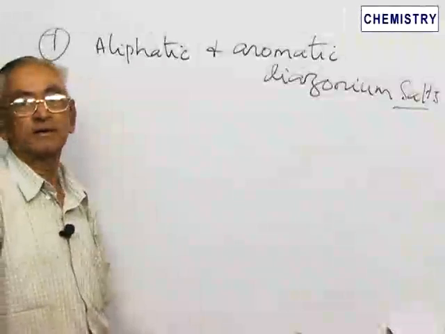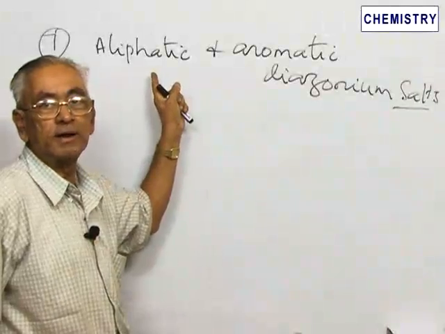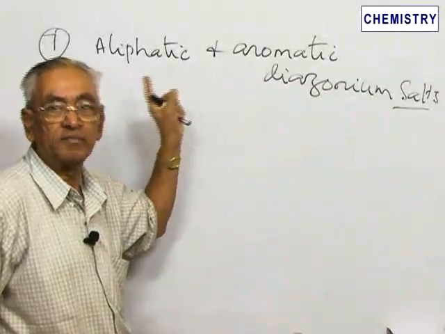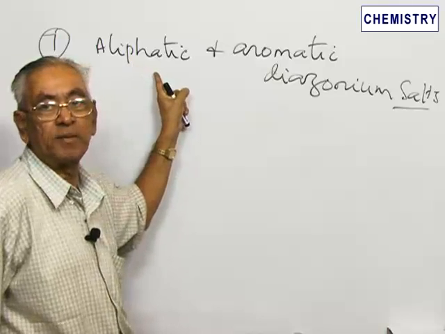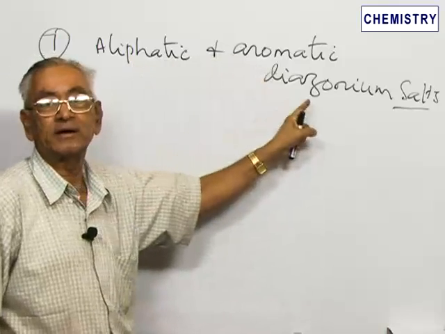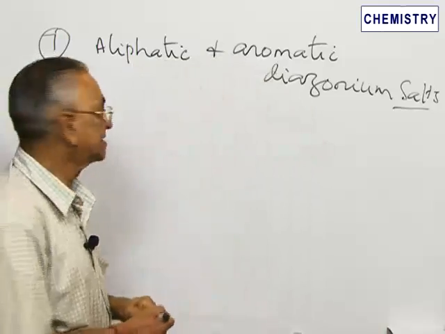Question number 7 relates to the main difference between aliphatic and aromatic diazonium salts. Are they first of all different, and if there is a difference, what difference is it? What is the difference between aliphatic and aromatic diazonium salts? And we will illustrate it by means of an example.